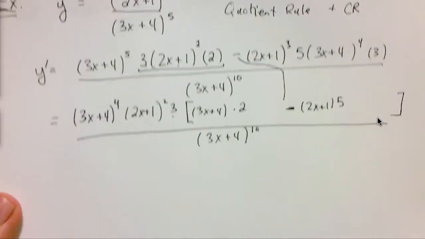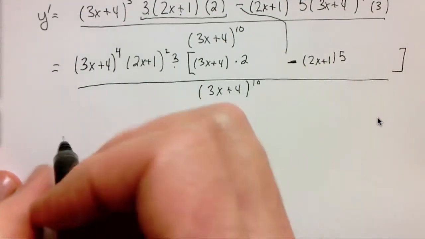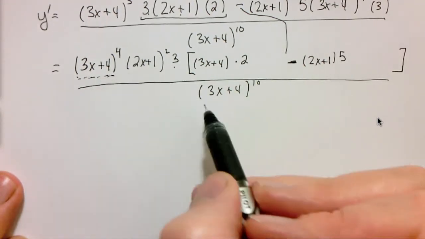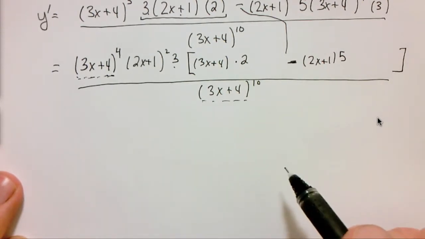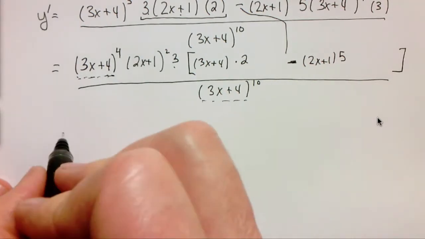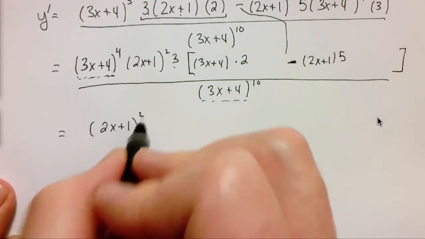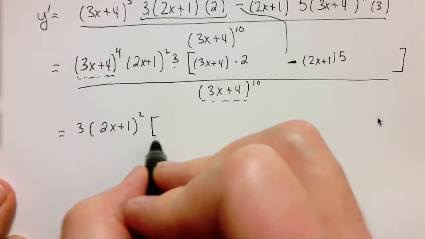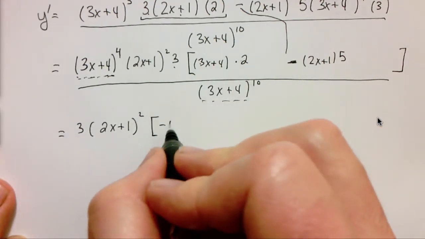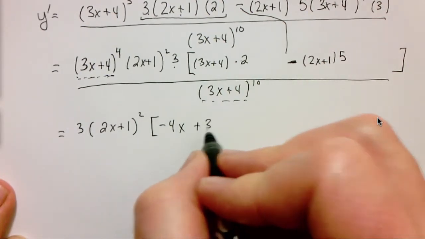Right. One more cleanup step, and we're pretty much there. We're going to clean up what's in the brackets here. While I'm doing that, you may notice here I've got some 3x plus 4's upstairs and some downstairs. I can cancel off all those. If I have 4 of them up and 10 down, I can cancel off 4 and just be left with 6 in the denominator. Let's see, I've got 6x minus 10x is negative 4x. 8 minus 5 is plus 3.